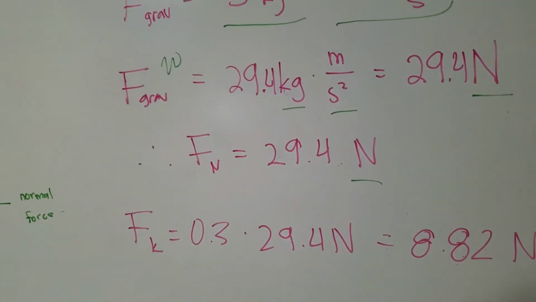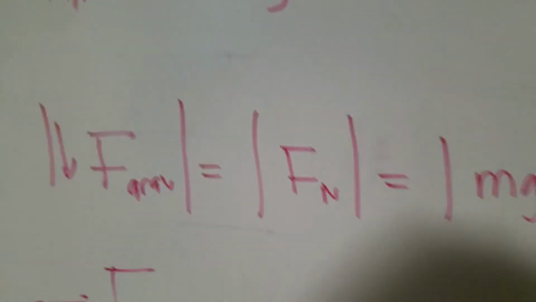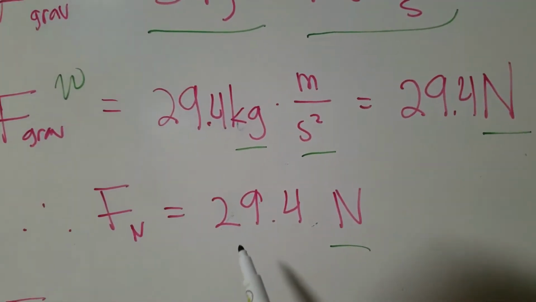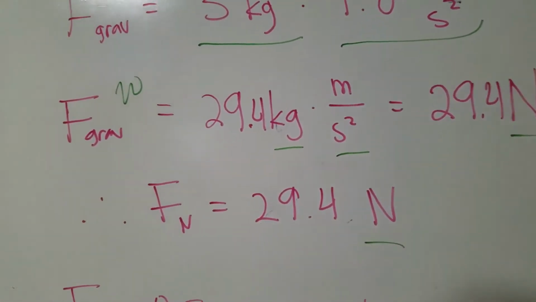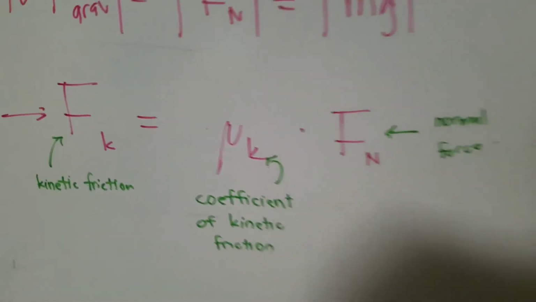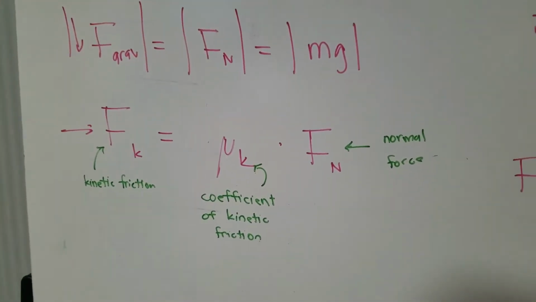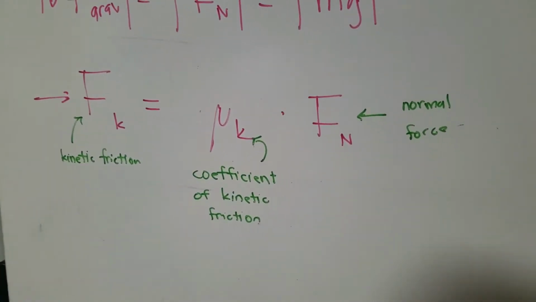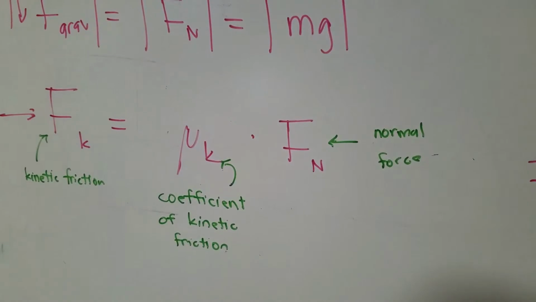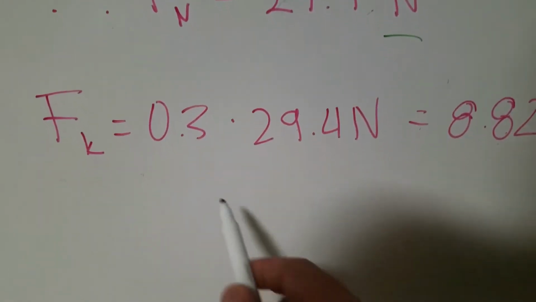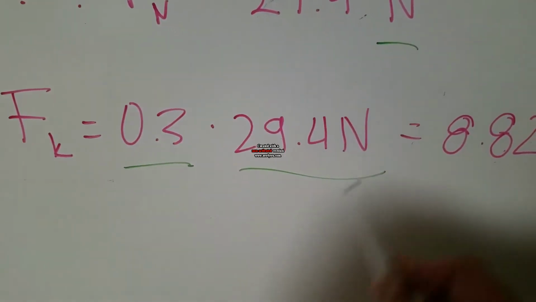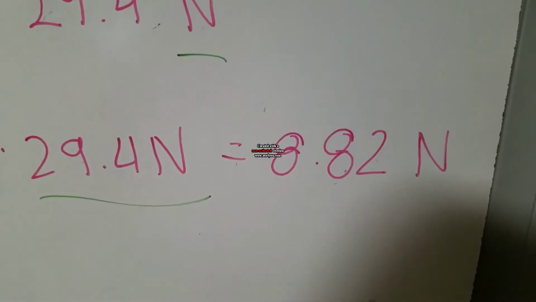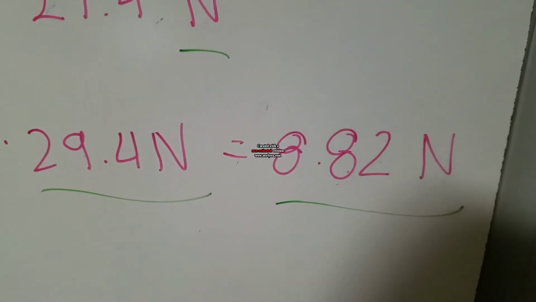And so we said that the force of gravity, the magnitude, is equal to the normal force. Since we have the force of gravity, we have the normal force. It's just the same as the force of gravity. It's the same as the weight. And we plug that into our equation for kinetic friction that involves this coefficient and the normal force, the product of those two, and we end up with the dimensionless quantity 0.3 times the quantity with a dimension, 29.4 newtons, to give us a final answer of 8.8 newtons.